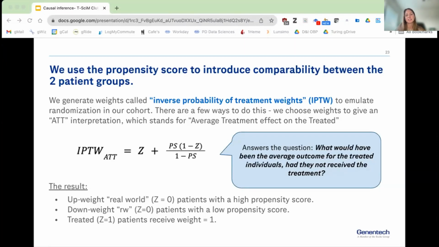And the ultimate objective here is to create a control group that is as similar as possible to our trial patients in terms of those characteristics we adjusted for. So again, remember that our objective with causal inference is always to be able to isolate the effect of treatment, all else equal.